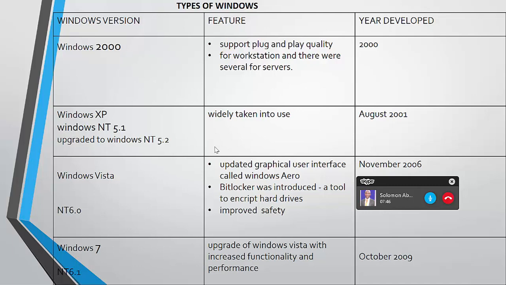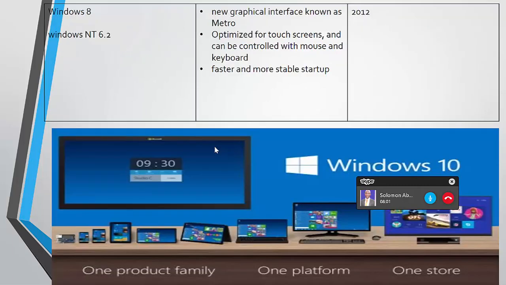So from Windows XP, we begin to have versions of Windows NT. That Windows NT means new technology. So all these other Windows that we are having from Windows XP are that version. We are having it as 5.1.